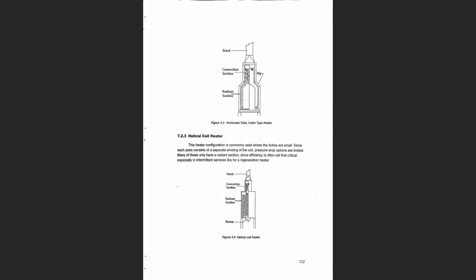طيب. So the third type is the helical tube, is the helical coil heater. And by the way, it's not really very common. So as you can see in this picture, okay, the coil or the tubes inside the radiant section are arranged in a helical or spiral shape. يجيك بالشكل هذا.